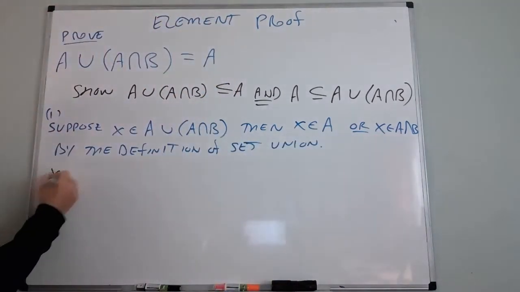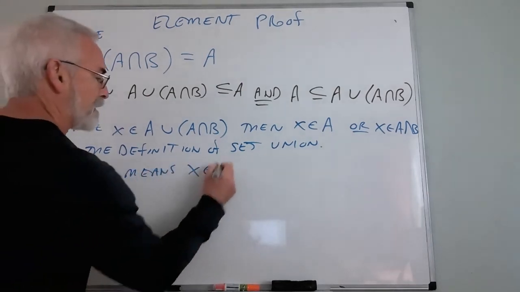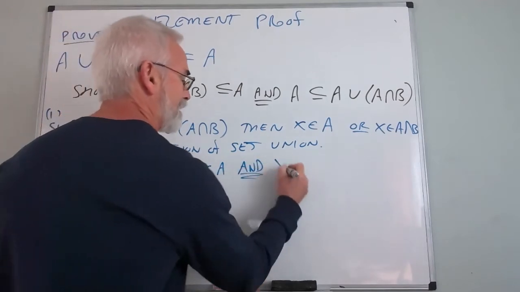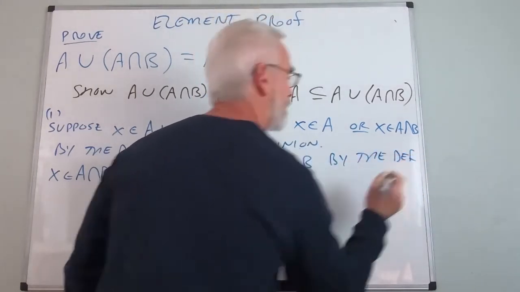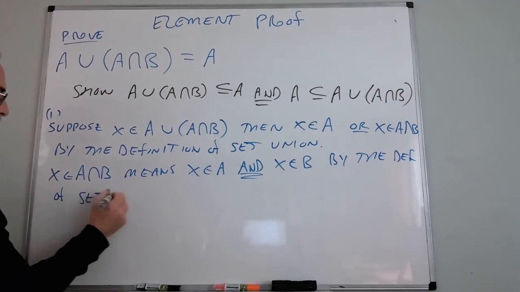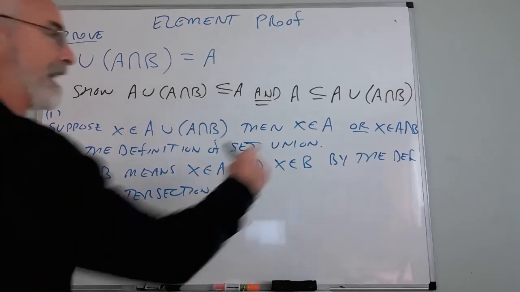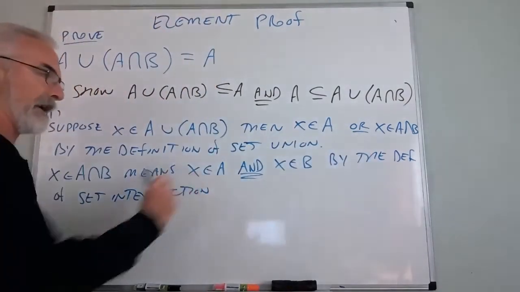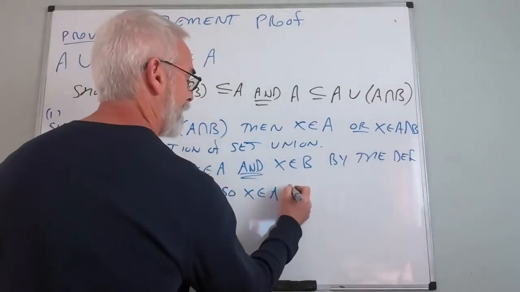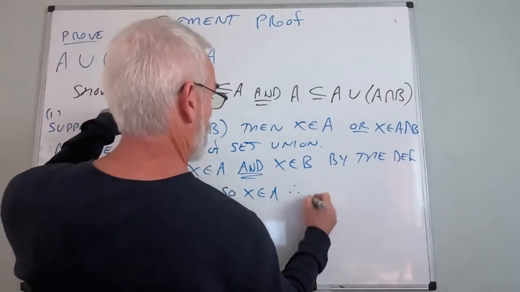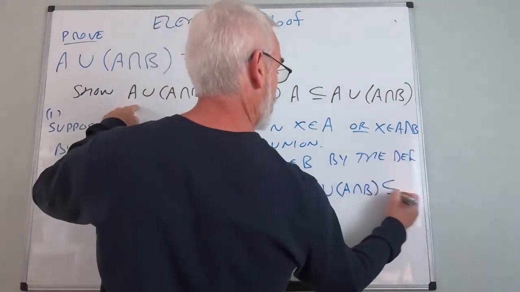So now X is an element of A intersect B means X is an element of A and X is an element of B, by the definition of set intersection. So what have I got now? I've got X is an element of A or X is an element of A. So X is an element of A, therefore A union the intersection is definitely contained in A.